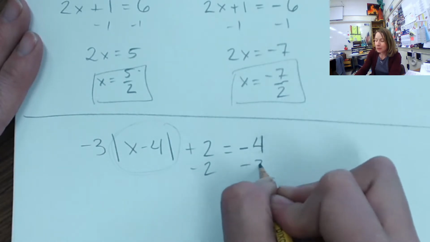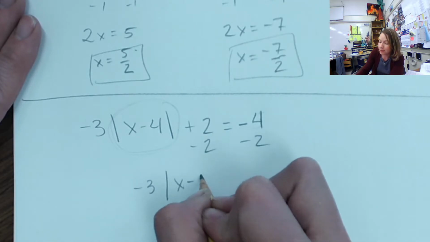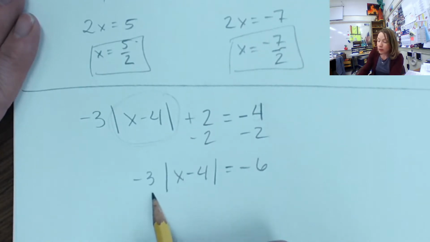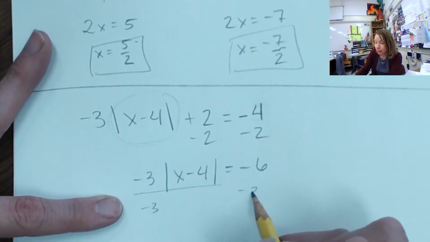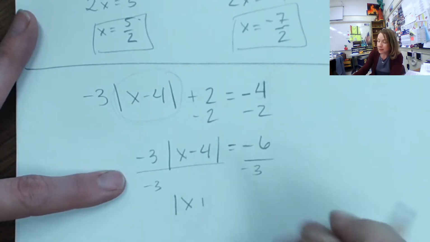I'm going to subtract 2 from both sides. And so now I've got a negative 3 times the absolute value of x minus 4 is equal to negative 6. Now I'm going to divide both sides by negative 3 because I need this whole thing by itself, right? Divide both sides by a negative 3. And I've got the absolute value of x minus 4 is equal to 2.